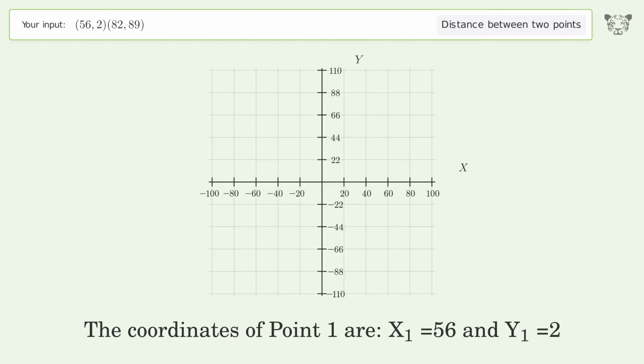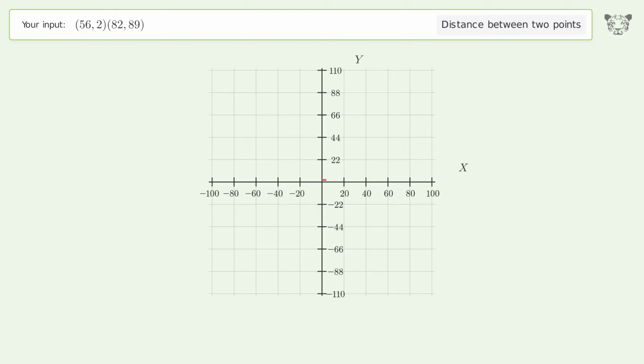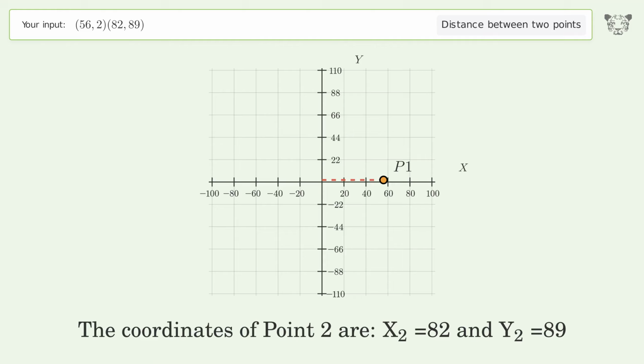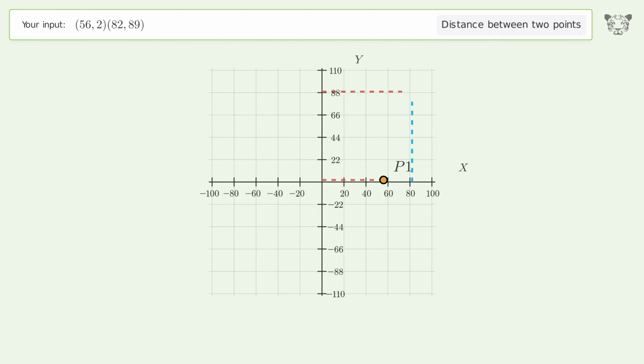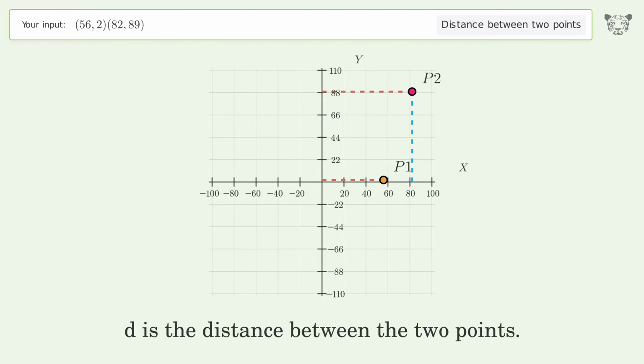The coordinates of point 1 are x1 equals 56 and y1 equals 2. The coordinates of point 2 are x2 equals 82 and y2 equals 89. D is the distance between the 2 points.